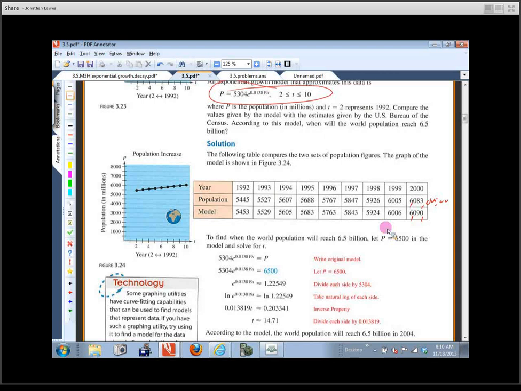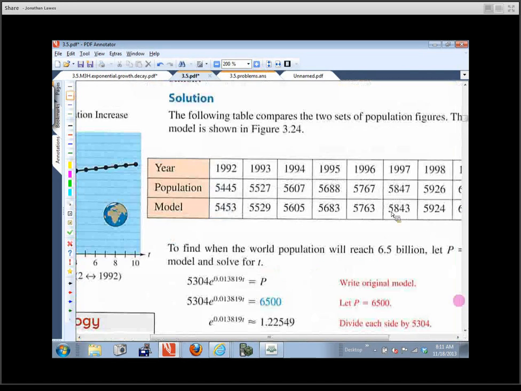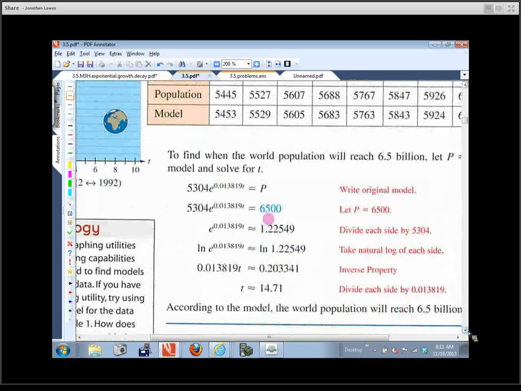What we want to know is, when does this model equal 6.5 billion? So 6.5 billion would be that. And remember, we're cutting off all of these zeros on the end here. So we want to set it equal to 6,500. So let me zoom in on this for just a second. Let's set this equal to 6,500.